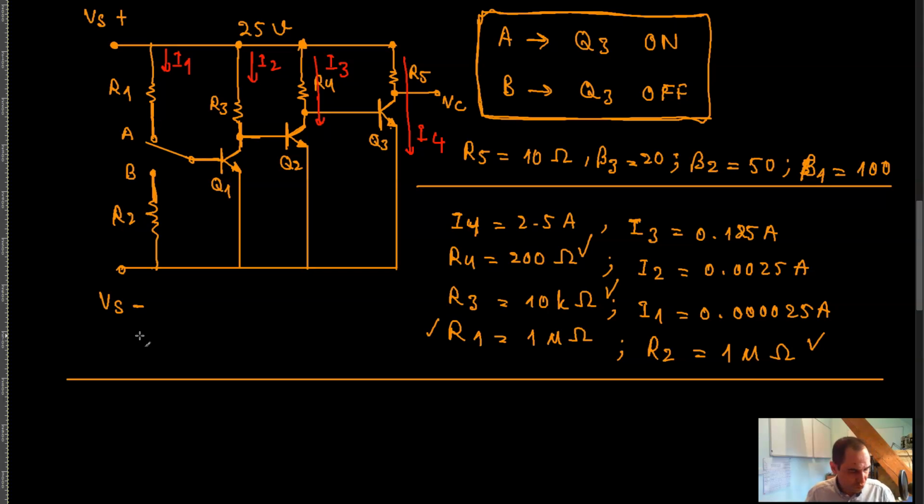I think I'm going to do one more example here related to a circuit, again the same type of example, a little bit different, about basically turning on and off a transistor, an NPN transistor.